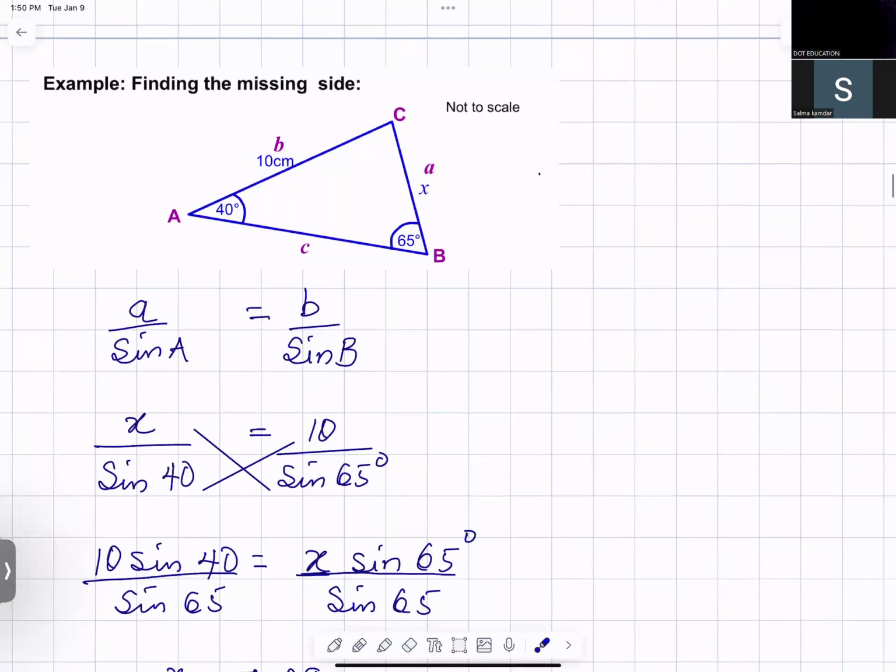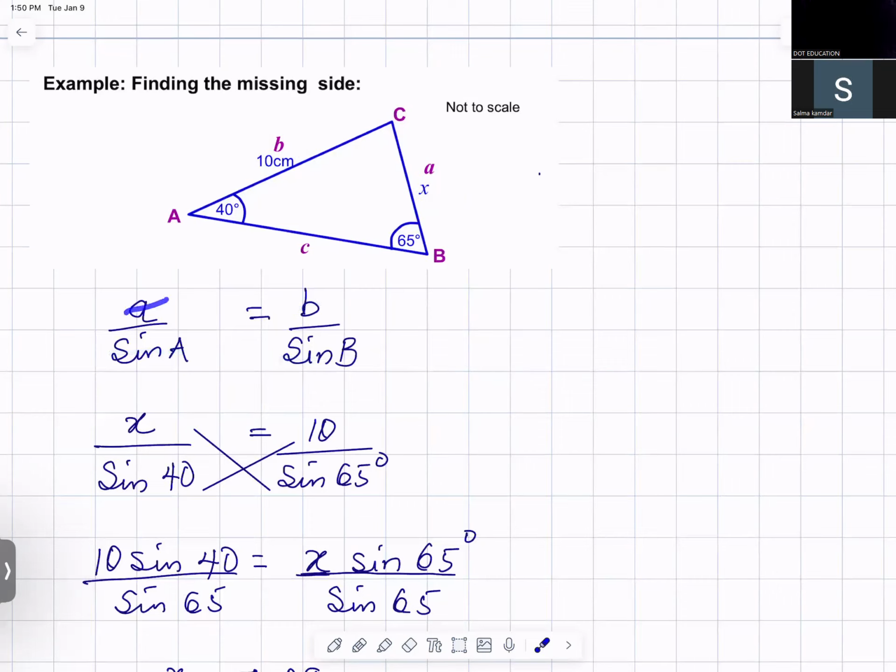So what is our a value? It is better you collect your values. a is x. Then big A is what? 40 degrees. Then we have our b as 10 cm and our angle at B as 65 degrees. So now we know that we're looking for a. So that's why we have a divided by sine A is b divided by sine B.